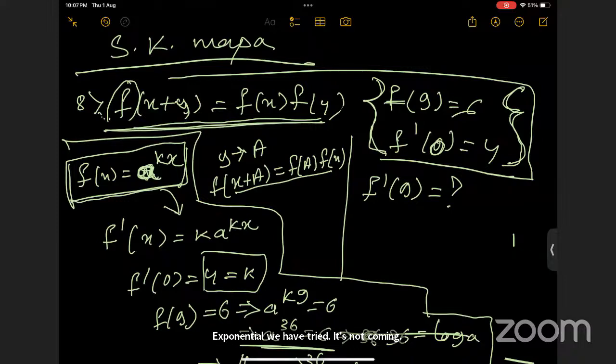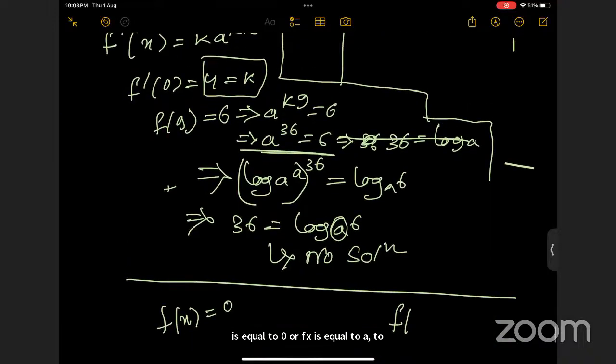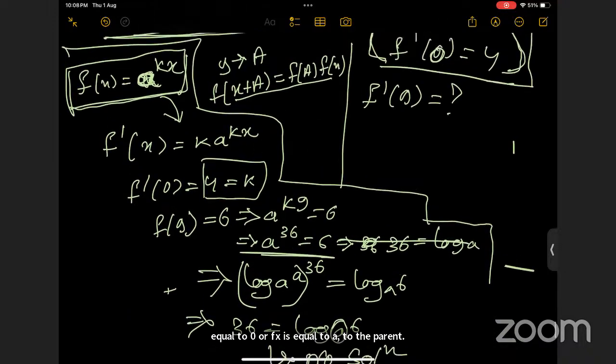Ma'am, this is a proper well-known functional equation. There are only two solutions. You check anyway. Either f(x) is equal to 0 or f(x) is equal to a to the power x. Okay, so I have studied this.